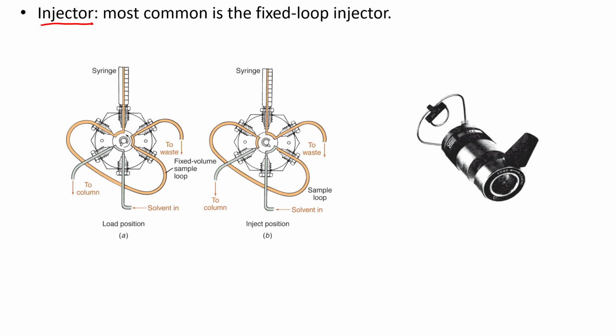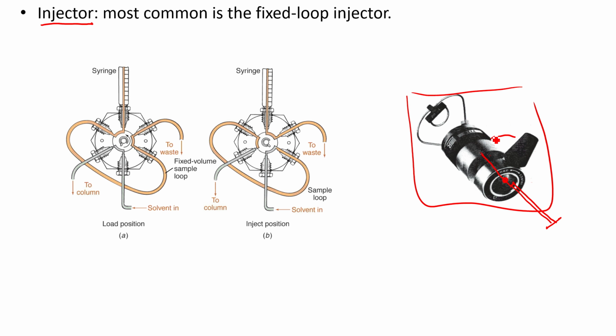So the injector is where we're going to introduce our sample. The most common type of injector is a valve called the Rheodyne valve, and this is what the Rheodyne valve actually looks like. The sample is going to be injected right here. You're going to take your needle, and it's going to be a blunt needle, so it doesn't have to be sharp. It doesn't need to be a septum, but you're going to put it in there, and it's going to take the sample, and you're going to inject it into this loop.